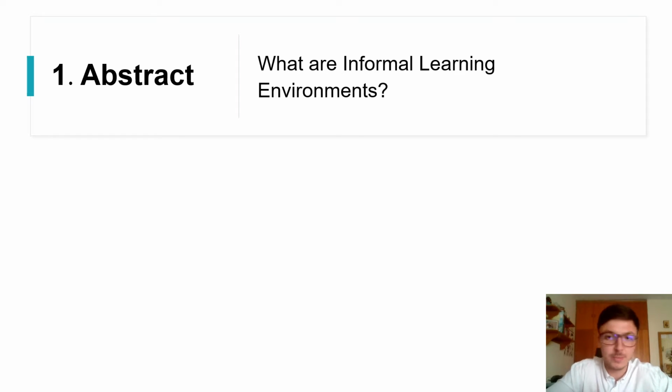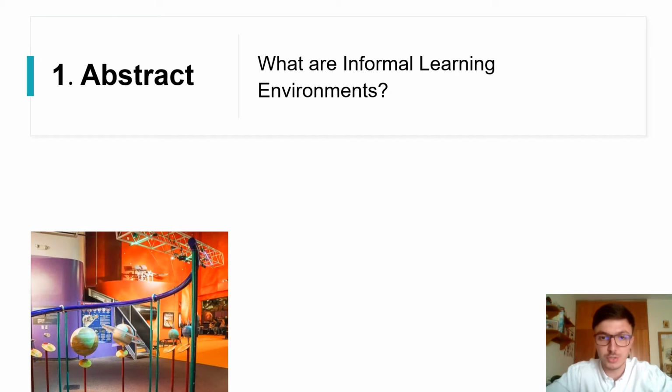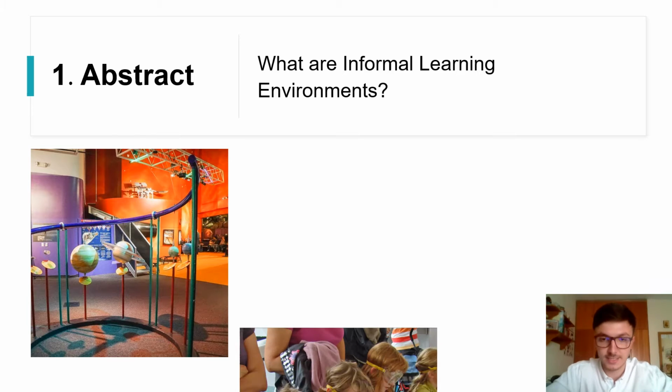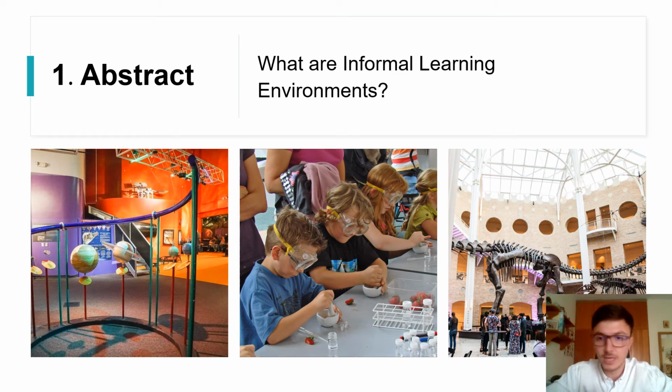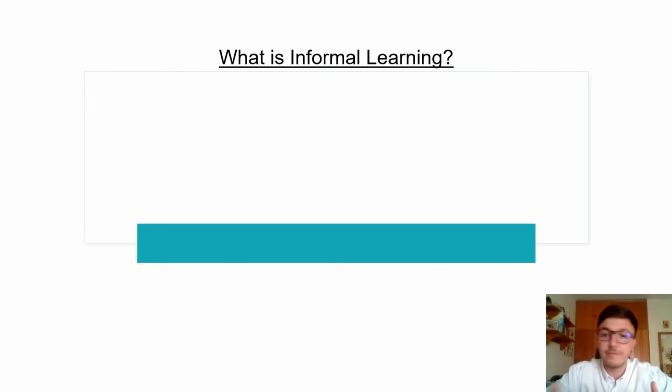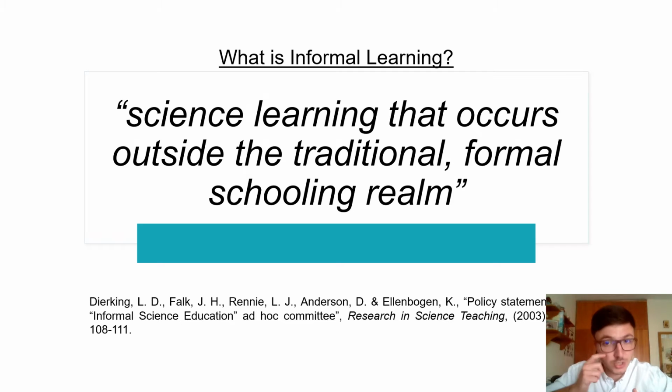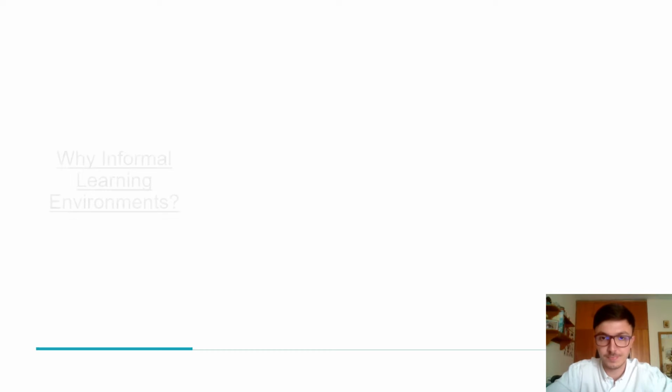So, what are informal learning environments? Informal learning environments are basically environments where learning can take place outside of the formal educational institutions. These can include science centers, science clubs, natural history museums or science museums, and much more. Informal learning is essentially science learning that occurs outside the traditional formal schooling realm, according to Dierking, Falk et al.